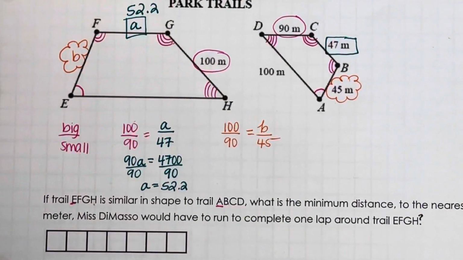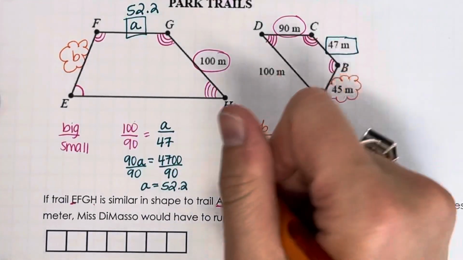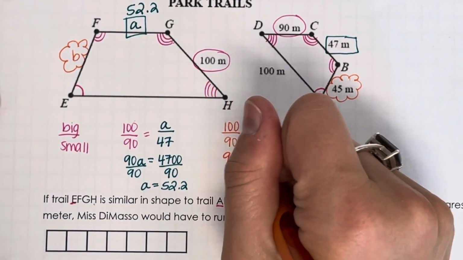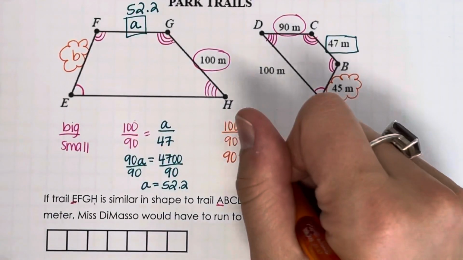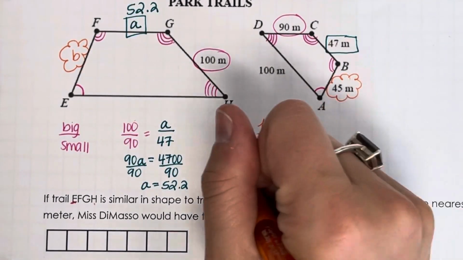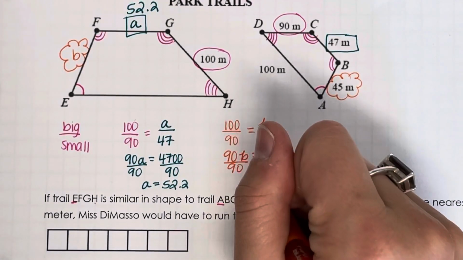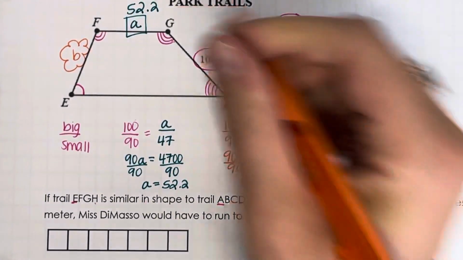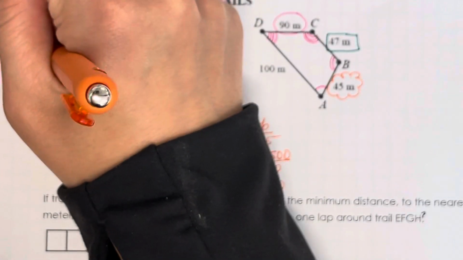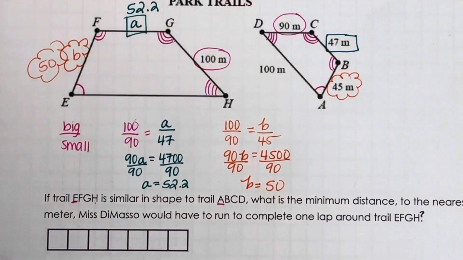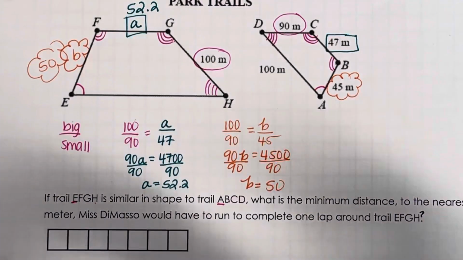And again, I cross multiply. So 90 times B is 90B. 100 times 45 is 4,500. Divide both sides by 90. I get B equals 50. So now I've got this number over here is 50. Okay, last one that I'm going to solve for.